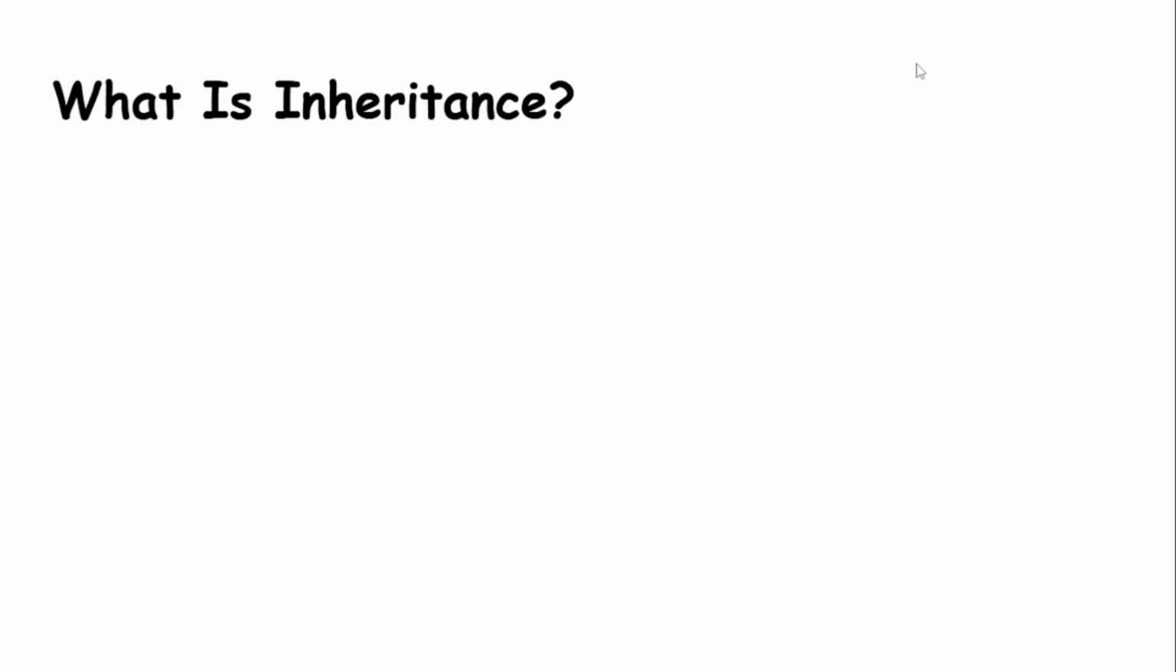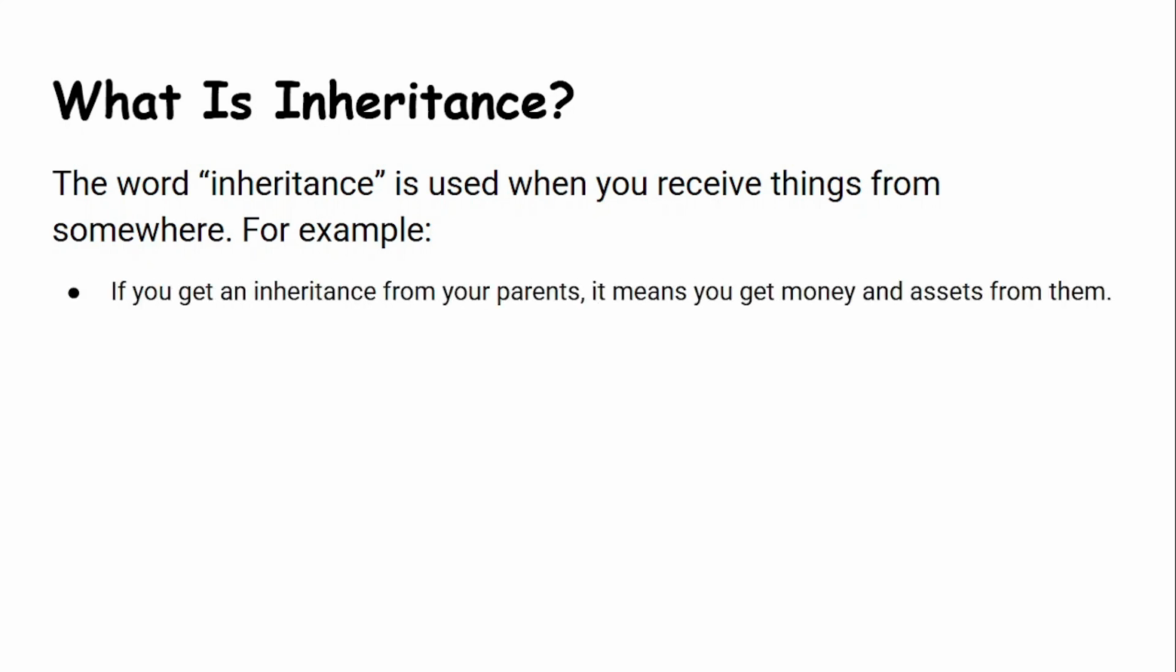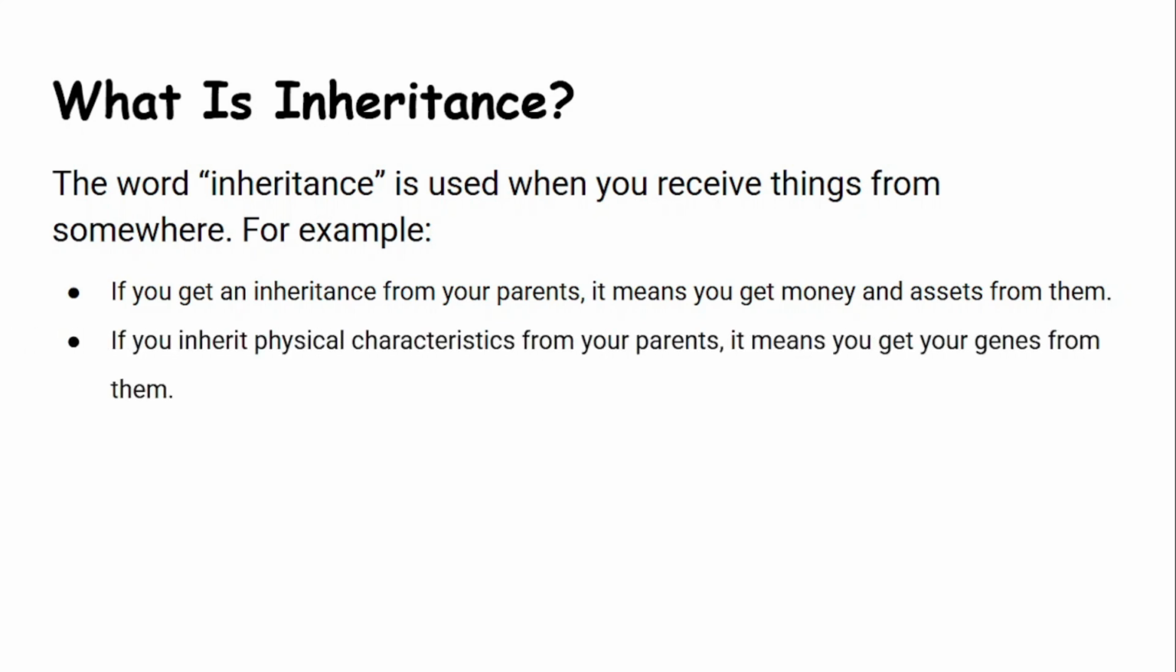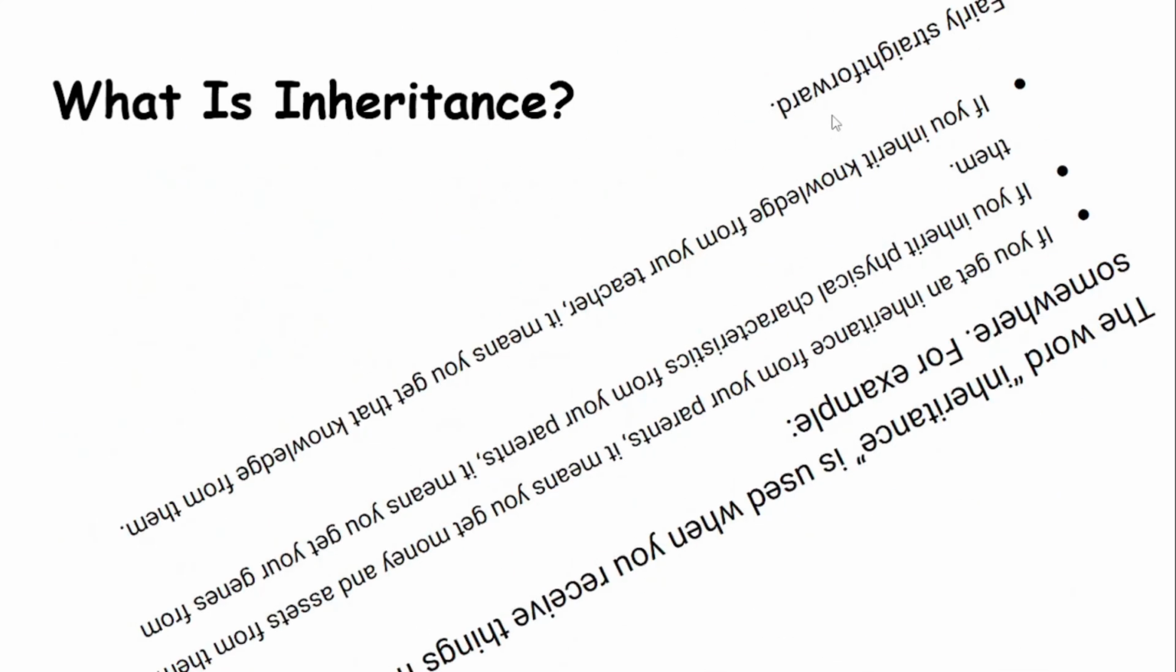What is inheritance? The word inheritance is used when you receive things from somewhere. For example, if you get an inheritance from your parents, it means you get money and assets from them. If you inherit physical characteristics from your parents, it means you got your genes from them. If you inherit knowledge from your teacher, it means you have got it from them. So it's fairly straightforward.